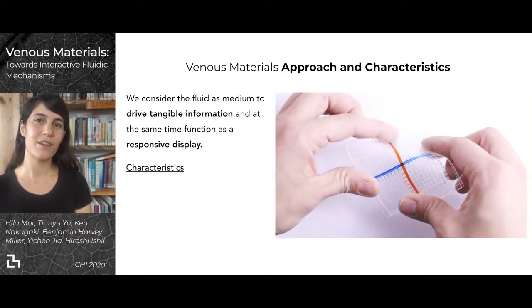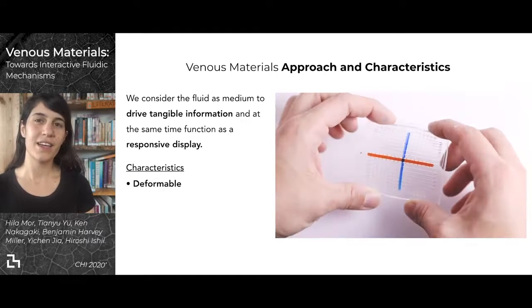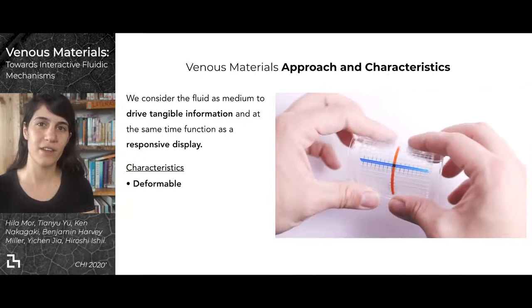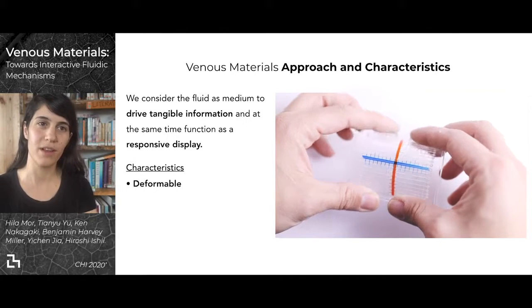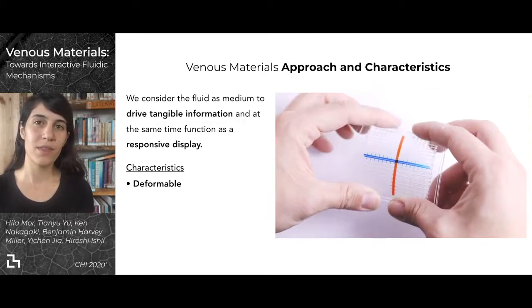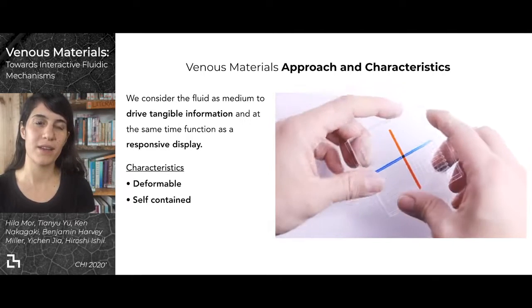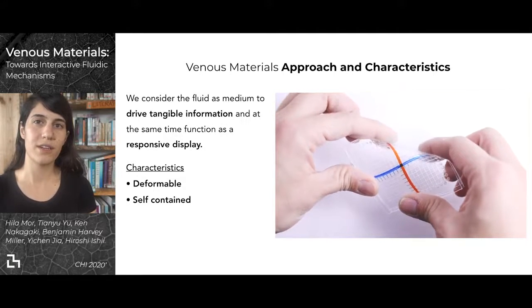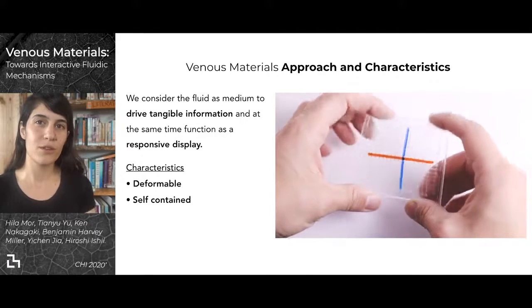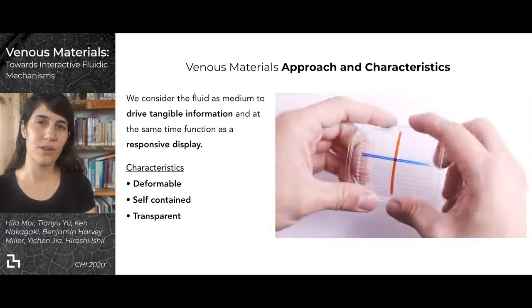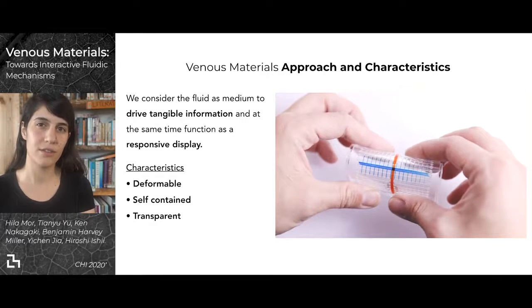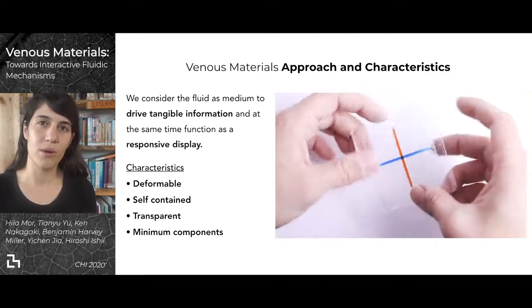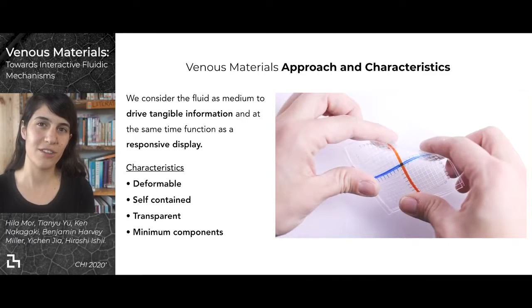The characteristic of our material is that first it's deformable, so the deformation is what drives the flow through the material. This also makes it self-contained, so there is no need of a battery or any external pump. It's also transparent, so the user can see through the logic and the structure of the flow. And we use a minimal amount of components, so it's easy to manufacture and recycle.